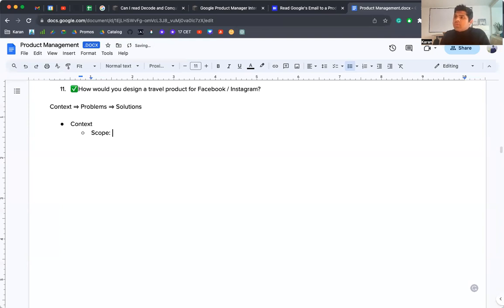Okay. So when we talk about, let's say, a travel product for Facebook or Instagram, I think we are specifically talking about a travel-related feature within Facebook or Instagram. It is not necessarily an independent product. So it is in the FB ecosystem.